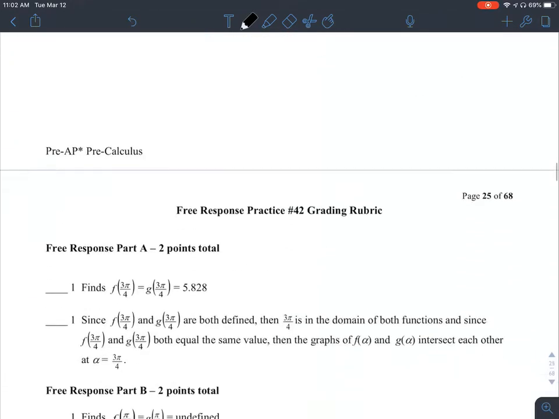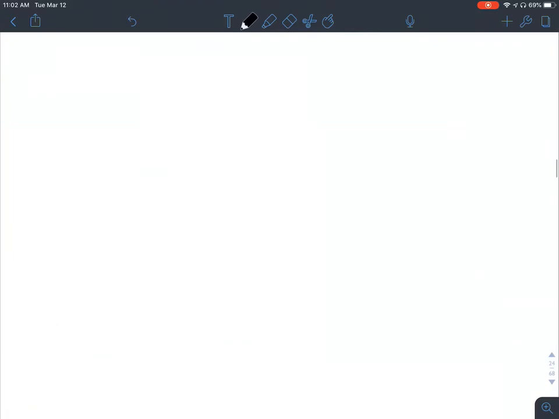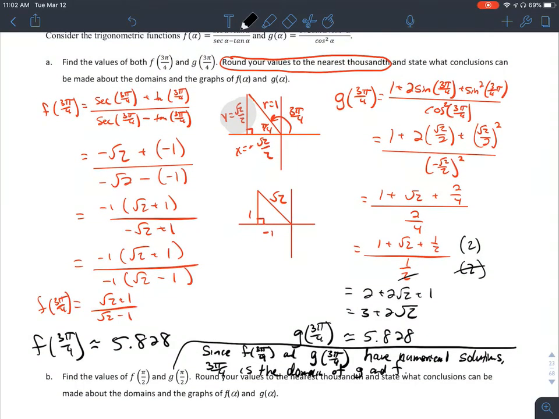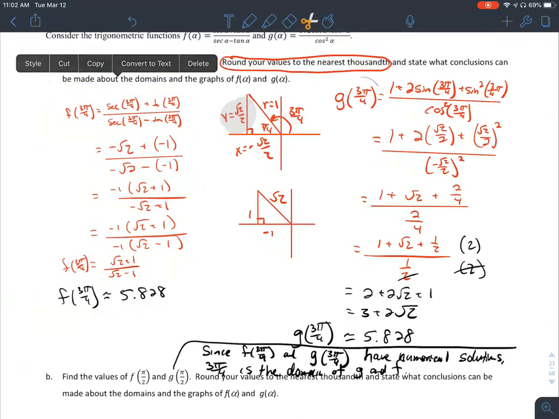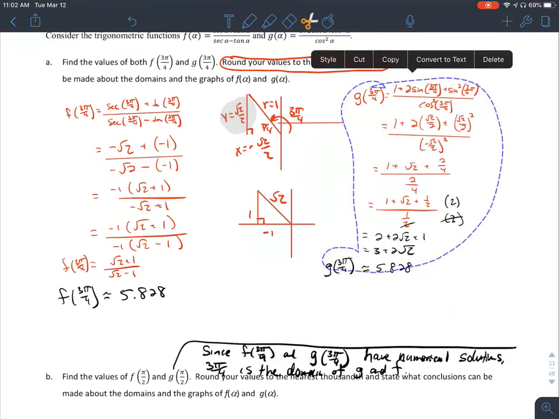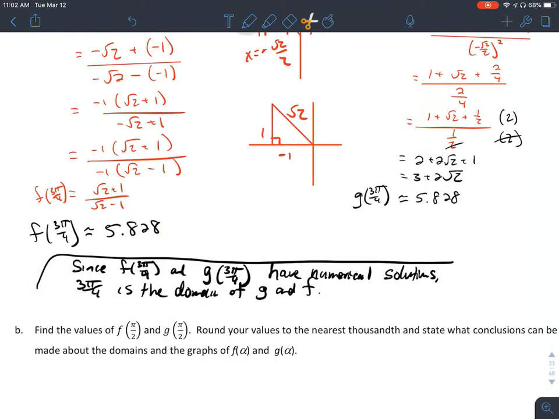Let's just check the rubric, see if that's saying the same thing. Oh, I guess there's more that we could say, but really not about the domain. Oh, it says about the domains and the graphs. So let me just cheat here, because that's how I was raised. We can conclude about the domains. What can we conclude about the graphs?